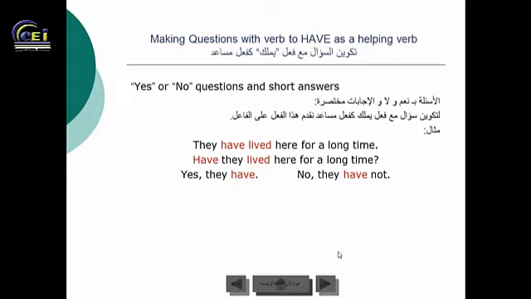This is making questions with the verb to have as a helping verb in the present perfect: yes or no questions and short answers. The sentence is, they have lived here for a long time. The question is, have they lived here for a long time? The answer is yes, they have, or no, they haven't.